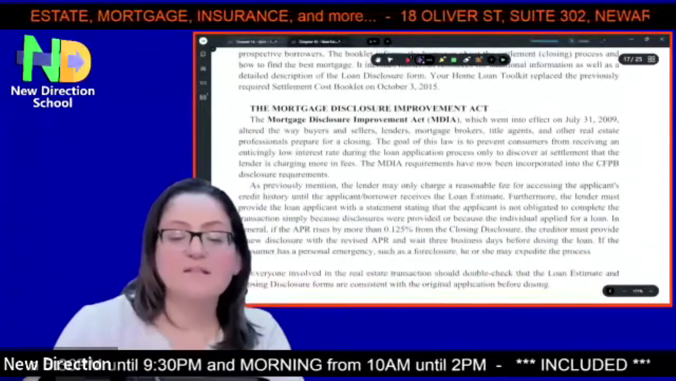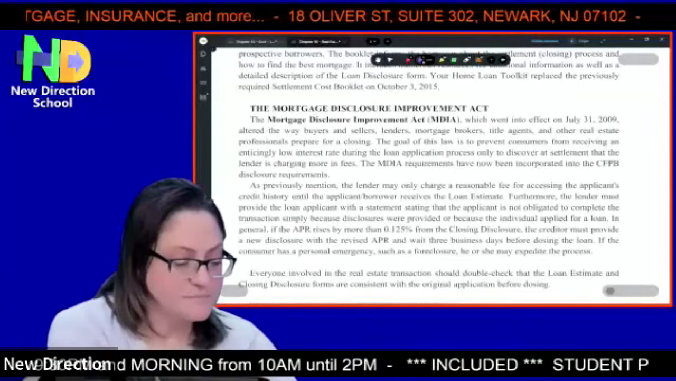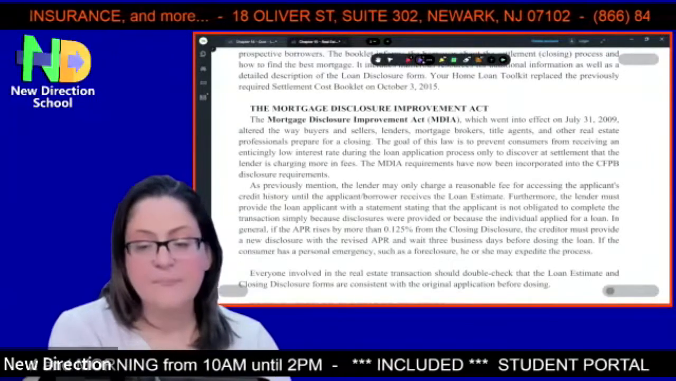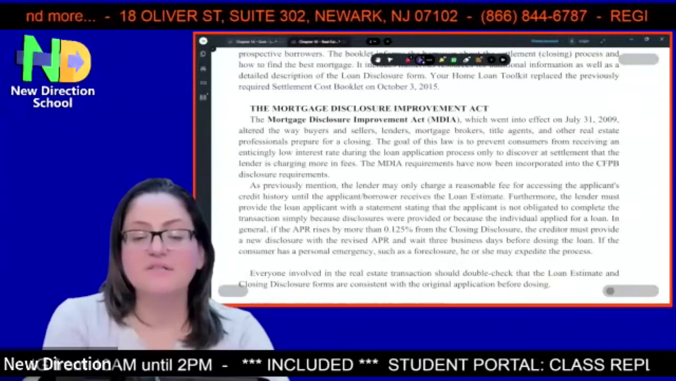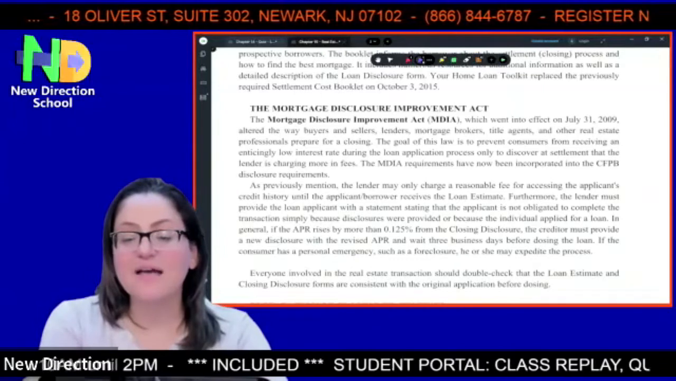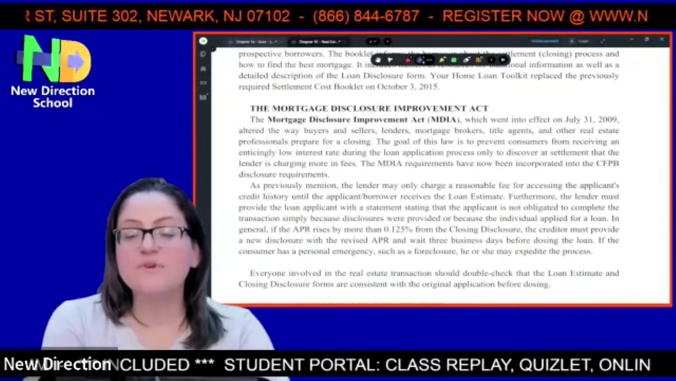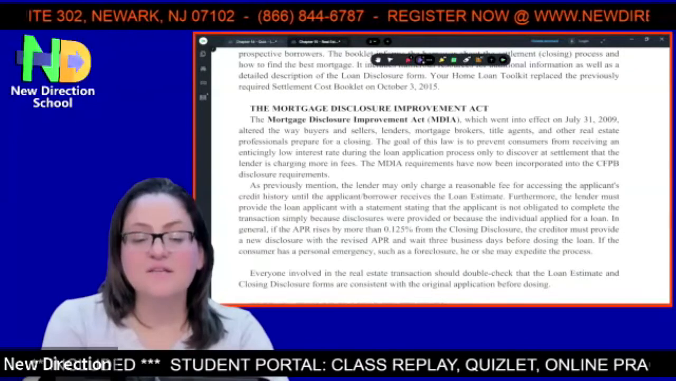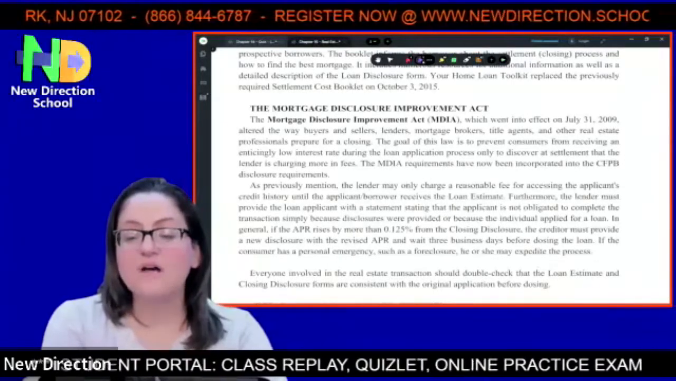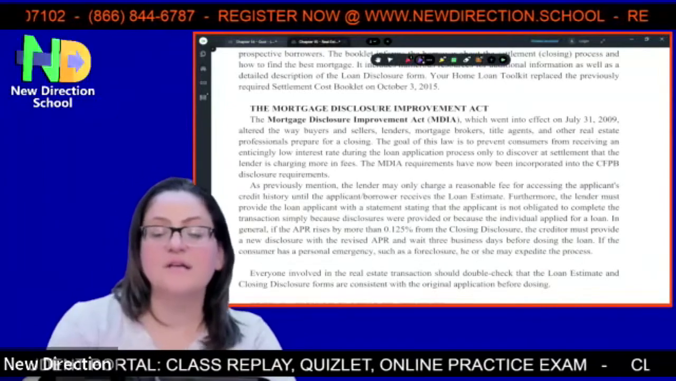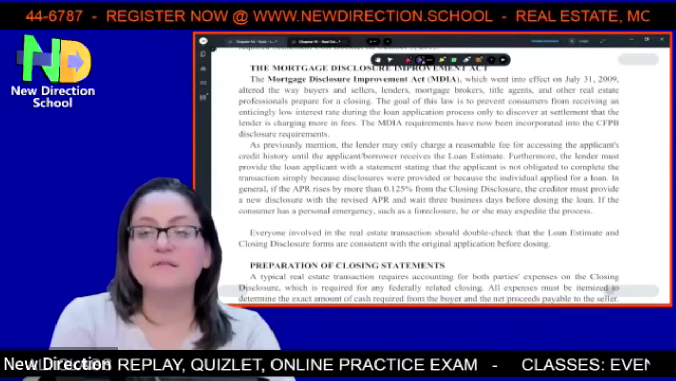Now, we're also looking at the Mortgage Disclosure Improvement Act, okay? Which went into effect on July 31st, 2009, and altered the way buyers and sellers, lenders and mortgage brokers, title agents, and other real estate professionals prepare for closing. The goal of this law is to prevent consumers from receiving an intentionally low interest rate during the loan application process, only to discover at settlement that the lender is charging more fees. The MDIA requirements have now been incorporated into the CFPB disclosure requirements.